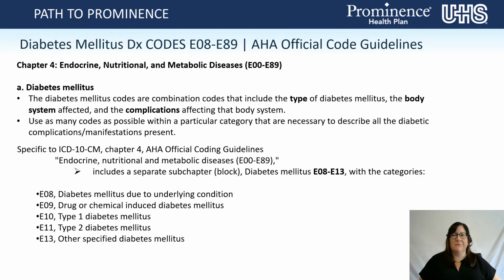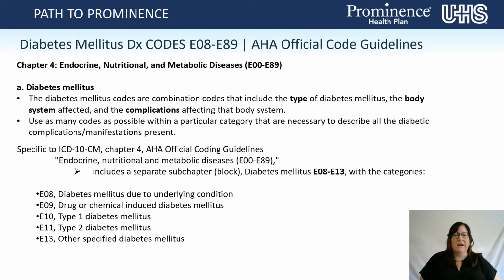Here's the American Hospital Association official coding guidelines for diabetes mellitus. Diagnosis codes E08 through E89. Chapter 4, Diabetes mellitus. The diabetes mellitus codes are combination codes that include the type of diabetes mellitus, the body system affected, and the complications affecting that body system. Specifically, ICD-10-CM in Chapter 4 has included a separate subchapter and a block of diabetes and diabetes complications specific to E08 through E13 within those categories.